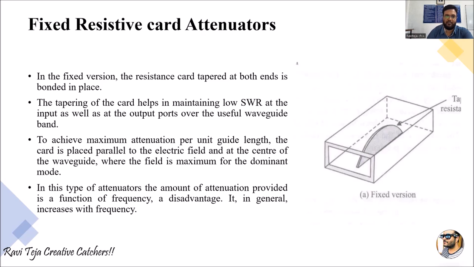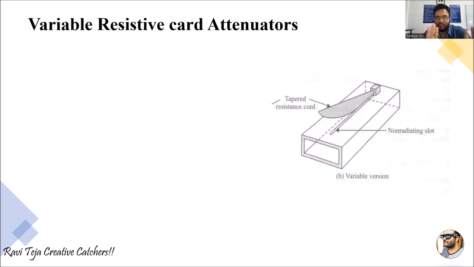Now let's see the variable kind. Next comes the variable resistive card attenuator. In this, we have a waveguide with a small cut, on which there is a movable tapered resistance card. Through this cut, the tapered card can get inside, and there is a movable slot. This cut is considered the non-radiating slot, and the tapered resistance card can move inside as well as outside according to the requirement. This is considered the variable resistive card attenuator.